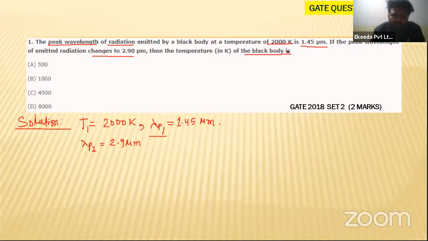Okay. Now, the temperature in Kelvin of the black body is asked. So already he is giving the black body, and he is asking about the temperature at the wavelength peak 2. Can we do this question easily? Yes, we can do this question by using Wien's displacement law.